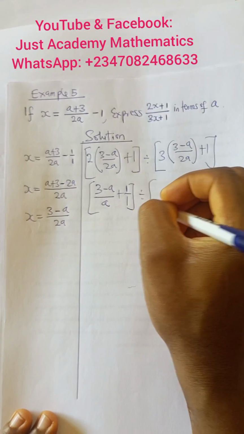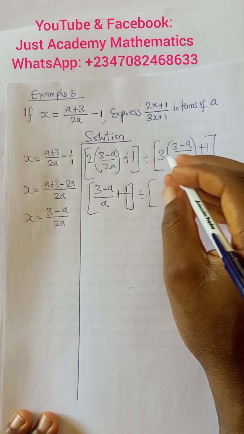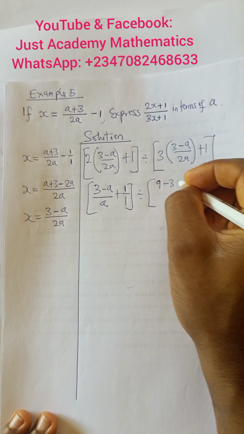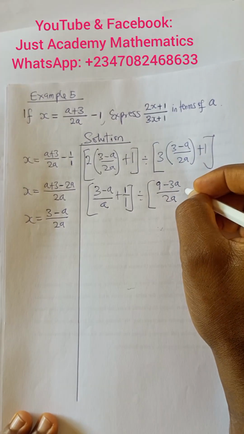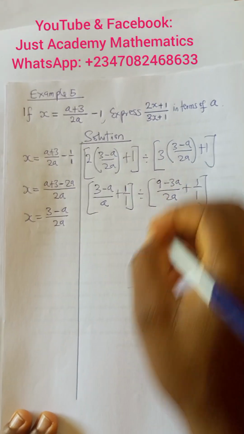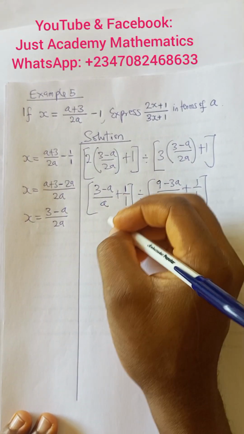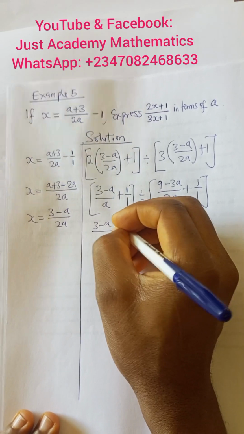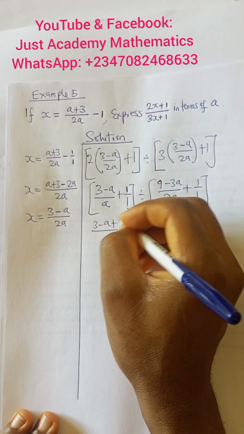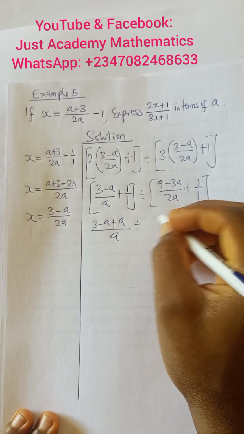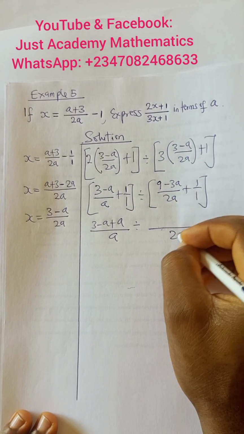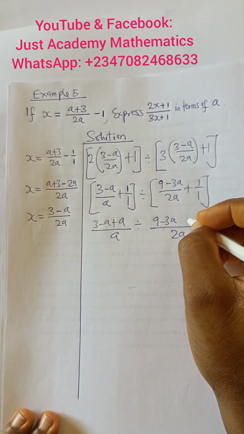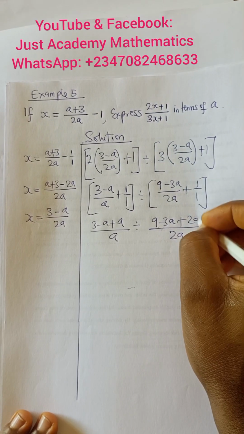Then this one, we are left with, it can't cancel, so this one will come up here as 3 times 3, 9, minus 3a over 2a plus 1 over 1. Are you following now? So here we have a, 1 times this 3 minus a plus a times 1, a, divided by the LCM here, which is 2a, 1, 9 minus 3a plus 2a.